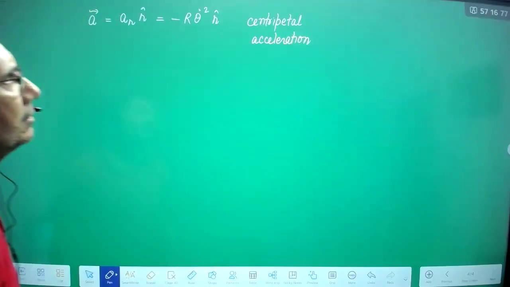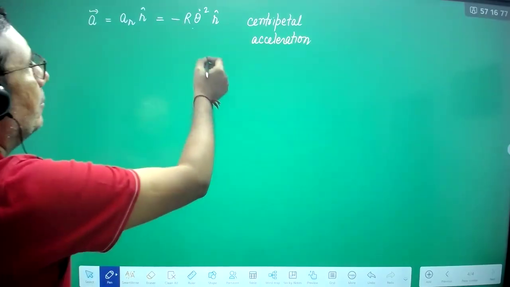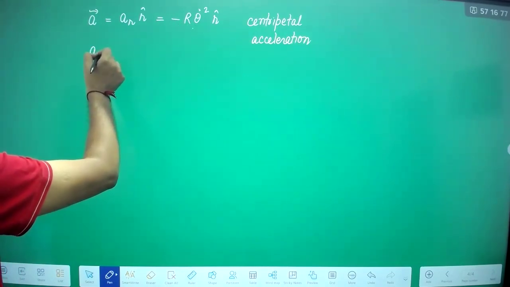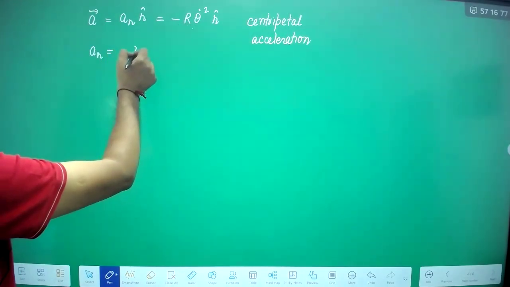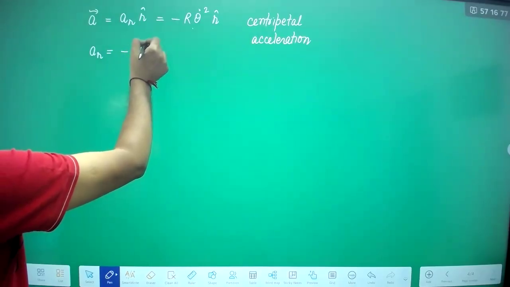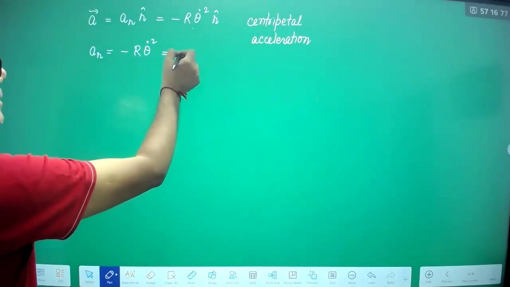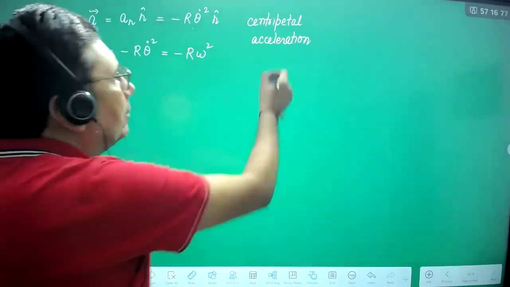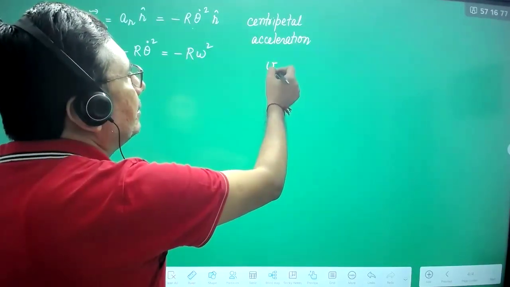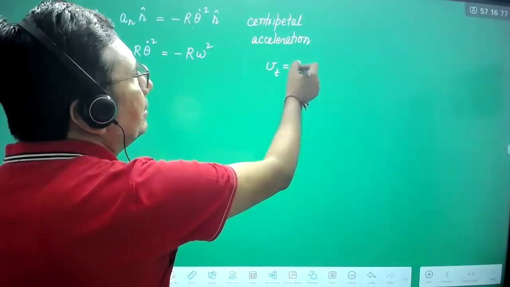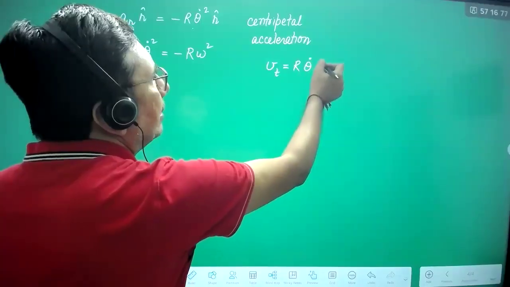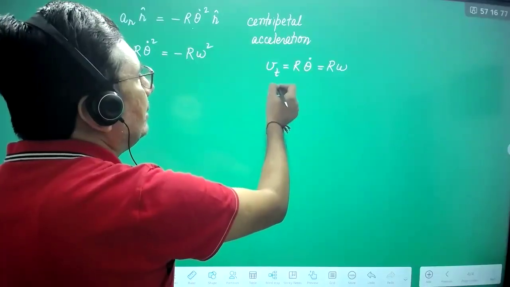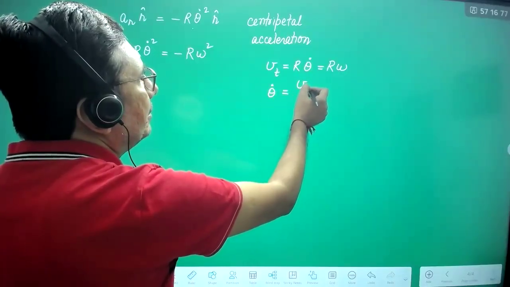That is always acting toward the center. This theta dot, I can write this a_r as minus r theta dot square, or you can write it as r omega square. Now, tangential velocity Vt is r theta dot, or you can write it as r omega. So theta dot can be written as Vt upon r.